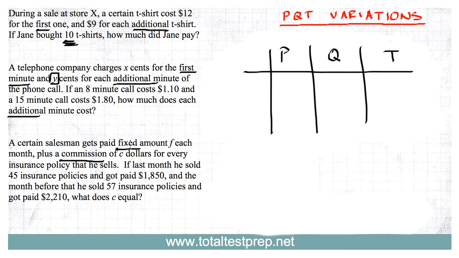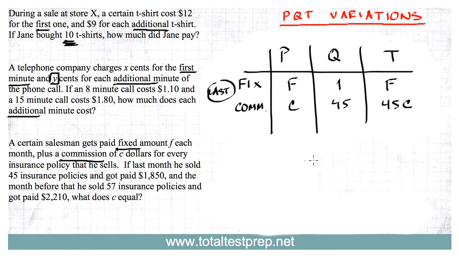So what we have here, we have a certain salesman gets paid a fixed amount F each month. So the fixed amount is F. You get paid that once, and so it's a total of F that this person gets paid each month. Plus a commission. We then have a commission of C dollars for every insurance policy he sells. Now, if last month he sold 45 insurance policies, that means that he got paid C dollars 45 times, so that's 45C. This is for last month.